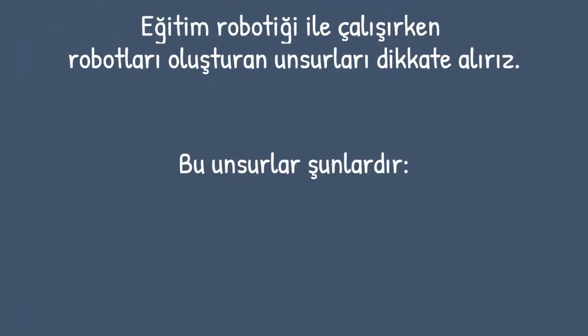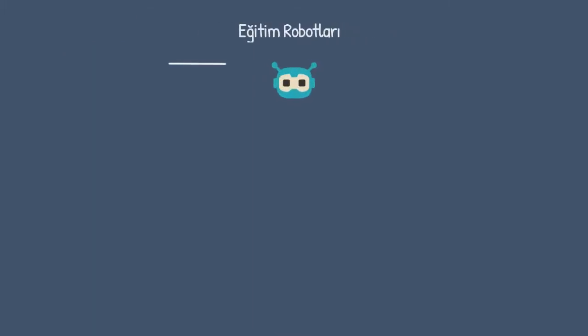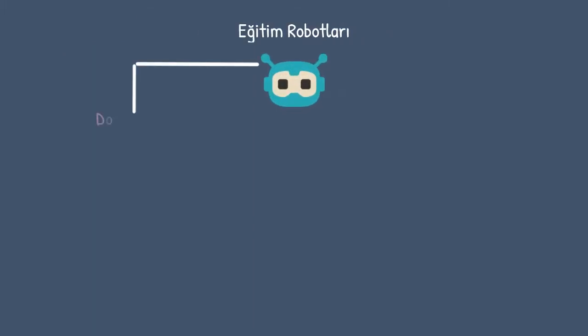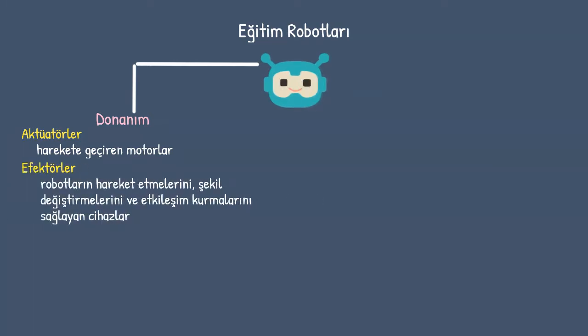When working with educational robotics, we consider the elements of the exploration scenario. The hardware of educational robotics consists of three components. Actuators are the motors that introduce movements. Effectors are the devices that enable robots to move, change shape or interact with the environment. And sensors are used to read the environment, for example, to recognize an obstacle.